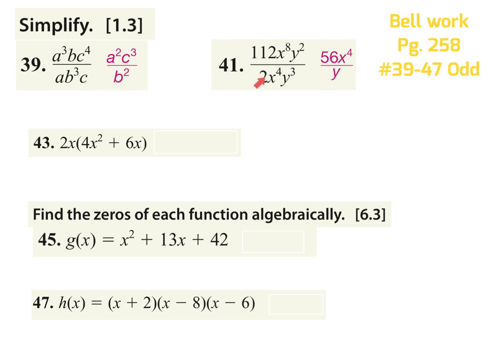For this one, I reduce my numbers first. 112 over 2, that gives me the 56. My x's, 8 minus 4. My y's, I had a 3 on bottom, so that's going to be where it is. 3 minus 2, a 1 on bottom.